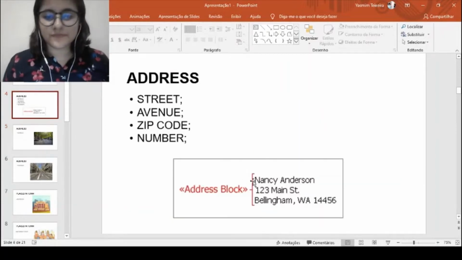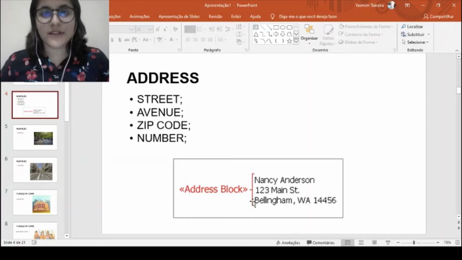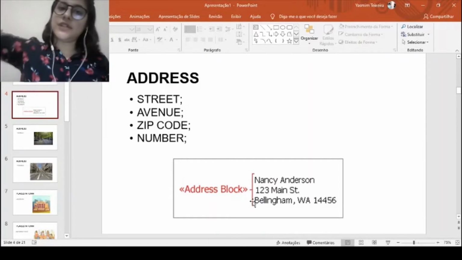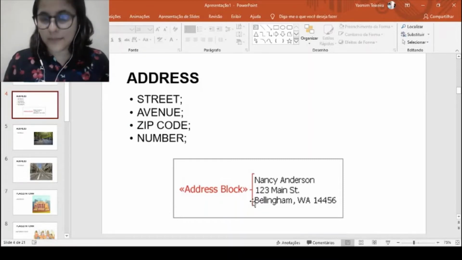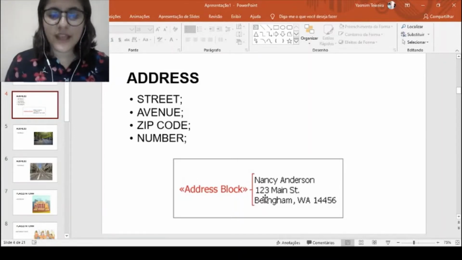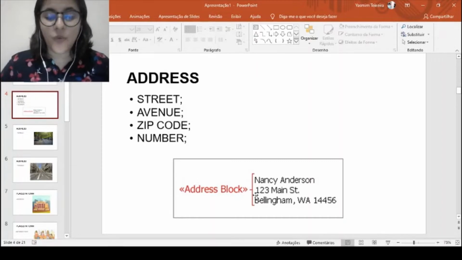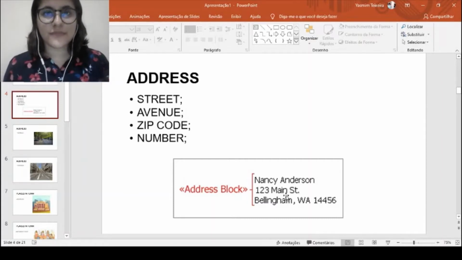Pay attention here. Look at this address here. This is not like the address here in Brazil, in Portuguese. In Portuguese, we say the name of the street or avenue, and after that the number of the place. But in English it is a little bit different. First they say the number of the building, and after that the name of the street or avenue. Look at the example. The number is 123 and the street is Main Street.